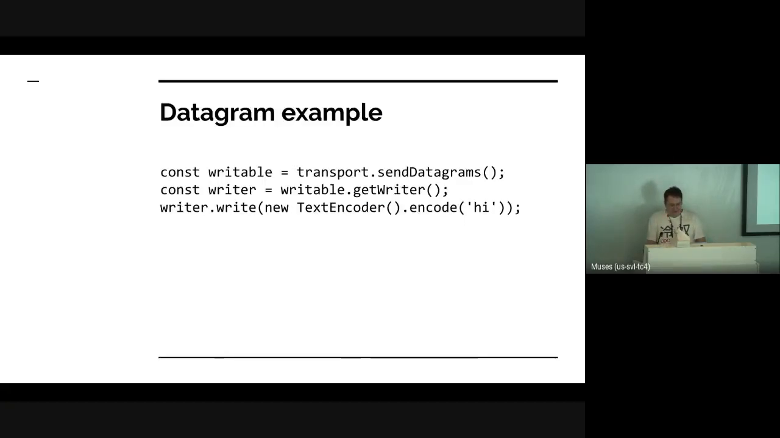The other solution, oh, sorry, skipped a slide. So this is an example of how the protocol is used to send datagrams. You use the send datagram method to get a writable stream. You then write the datagram to the writable stream. In this case, it just contains the text "hi." And that's all there is to using the Datagram API.